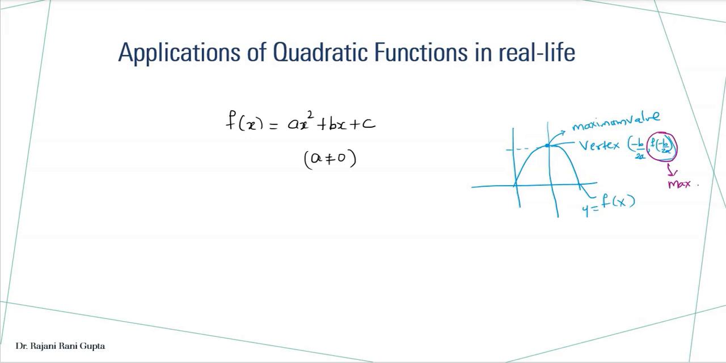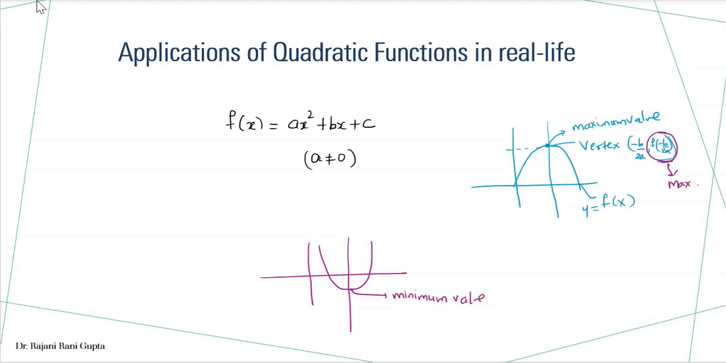If your curve is like this, then the y value of the vertex gives you the maximum value. On the other hand, if your parabola is like this, you will have a minimum value here. In this case, with this shape of the figure, we will have the minimum value. Again, the axis of symmetry divides the graph into two parts.